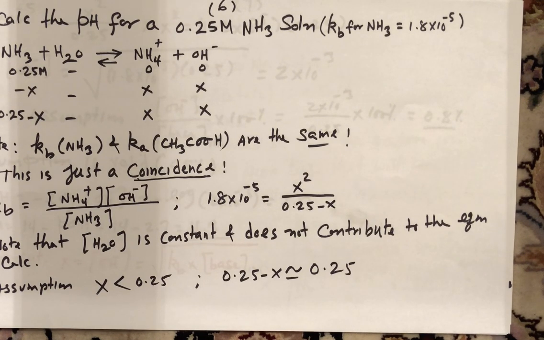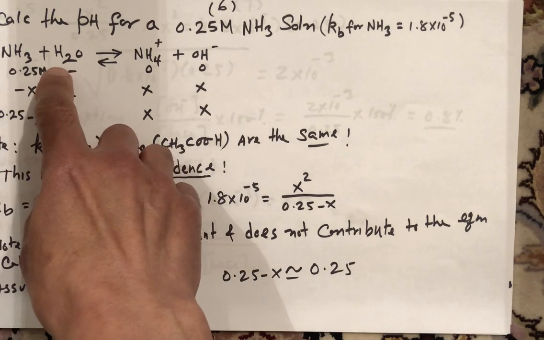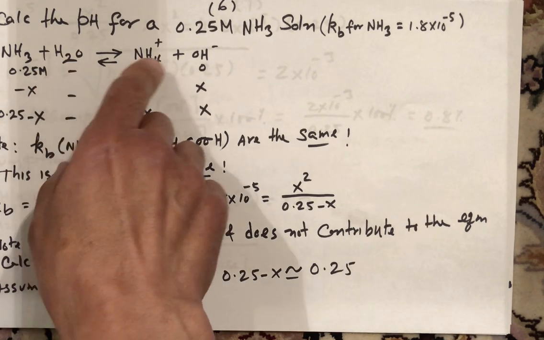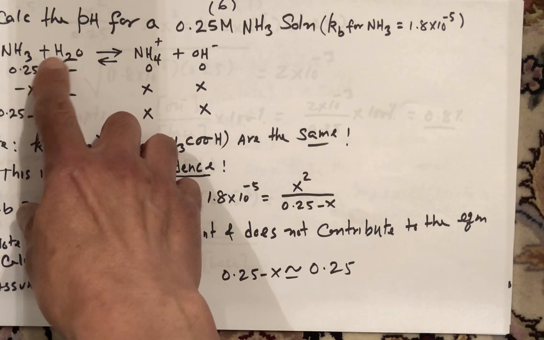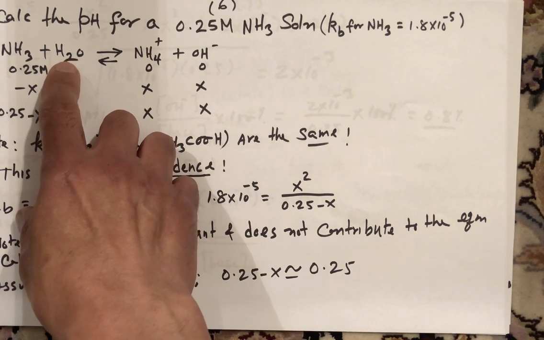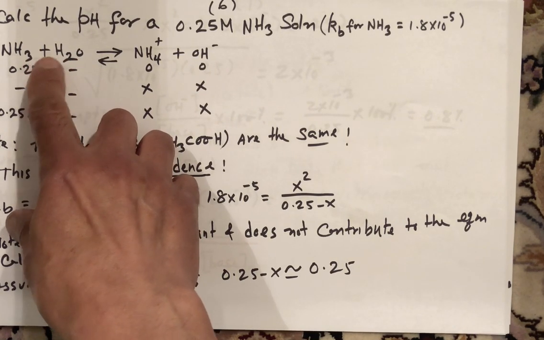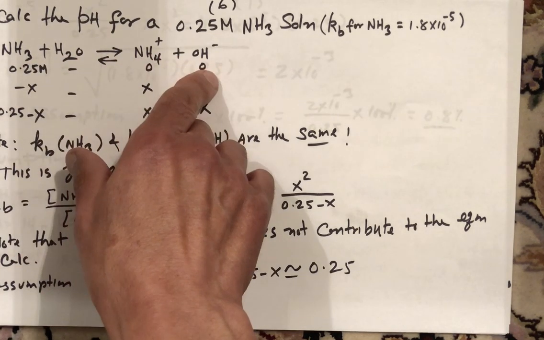All right, so again, we set up the ICE table. Now, the reaction is a little different from the one for acetic acid. It's a base, so we must indicate the source where the hydrogen is coming from, and the source is water. So we are including water in the base dissociation reaction, okay?